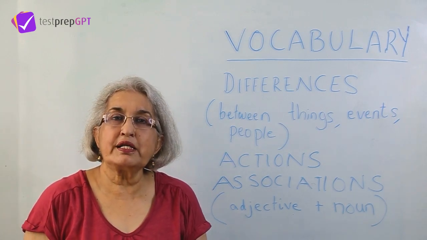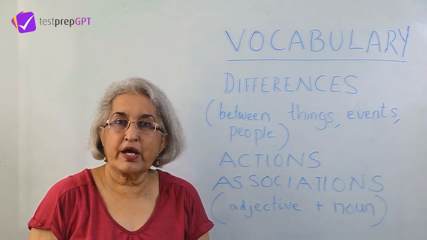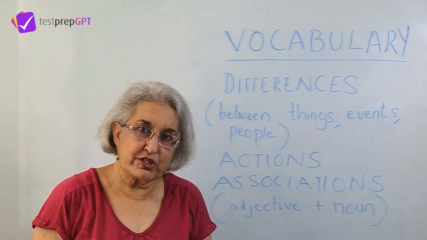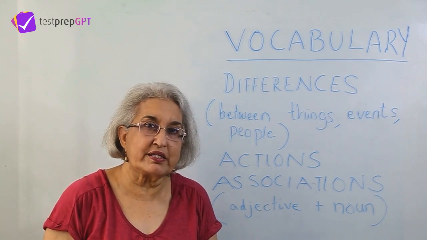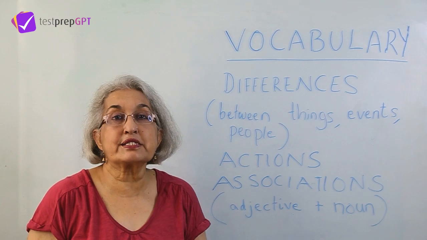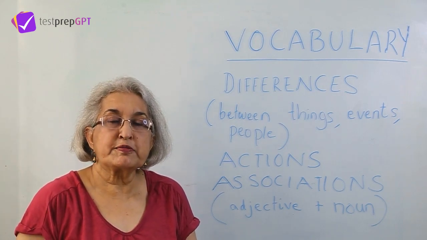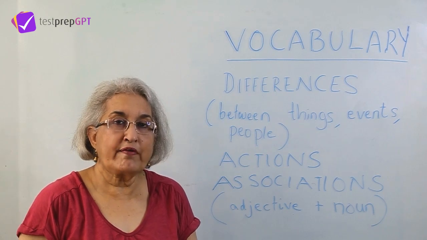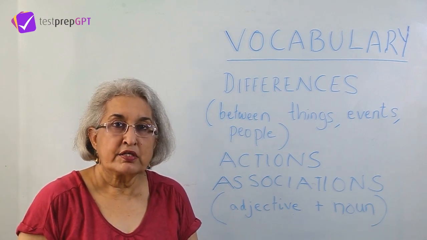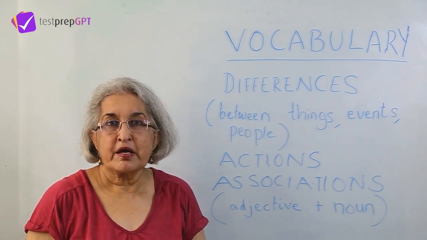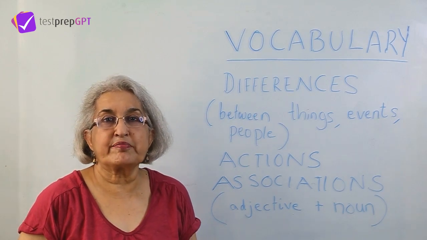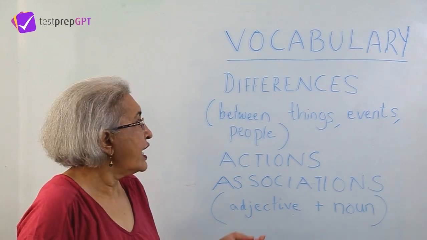So once you make a list of some of these things, you can be quite sure of the differences between these things, and you can describe them in a better way. In many of your speaking tasks, you have to describe something. So you can describe something by comparing it with something else.